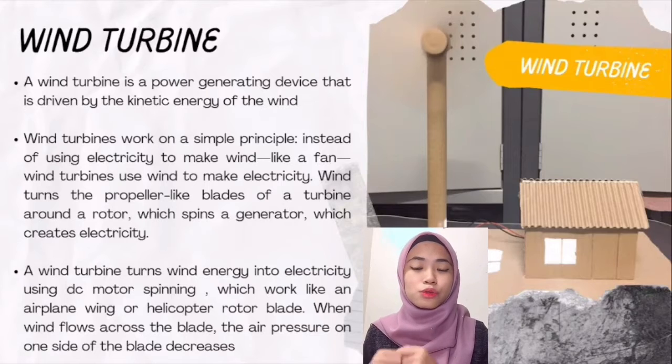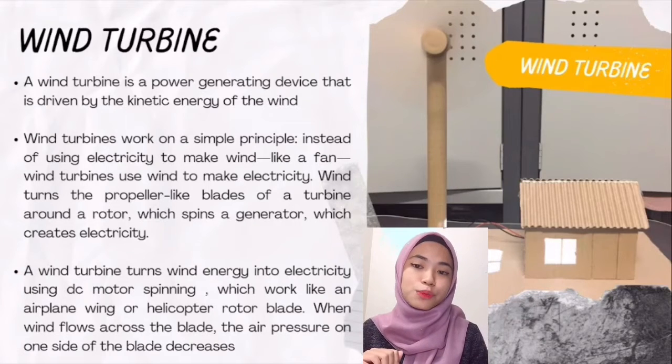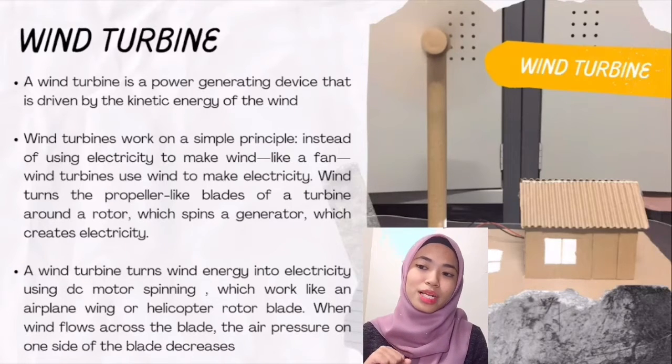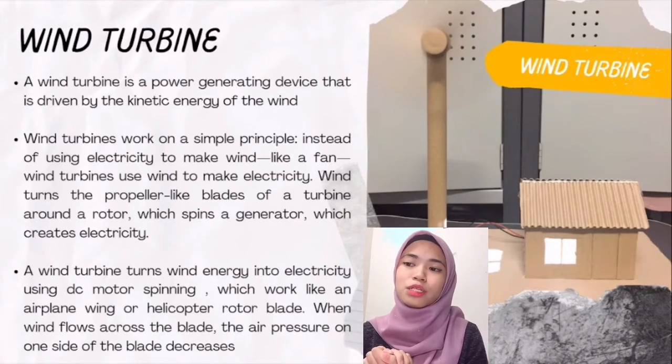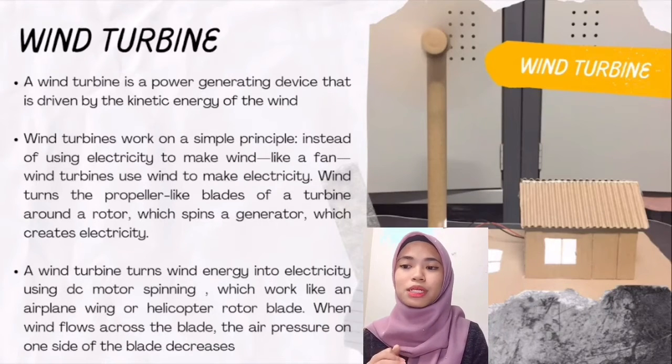Today I will share with you guys how a wind turbine works. A wind turbine is a power generating device that is driven by the kinetic energy of the wind. Wind turbines work on a simple principle: instead of using electricity to make wind like a fan, a wind turbine uses wind to make electricity.